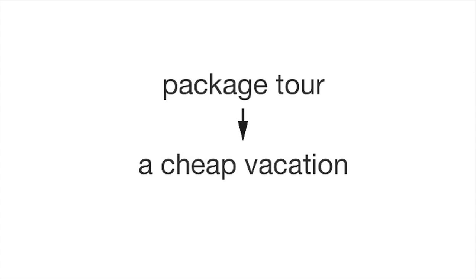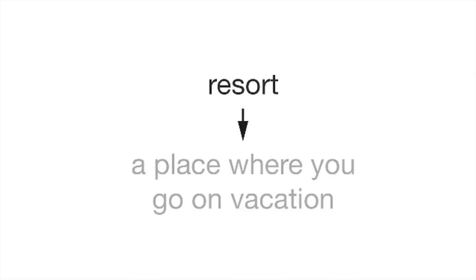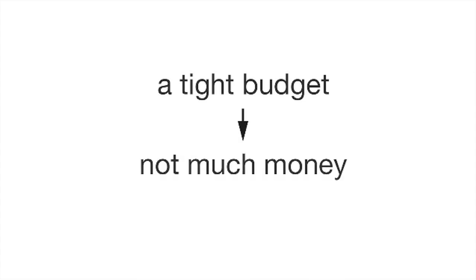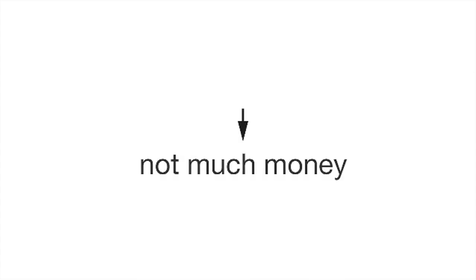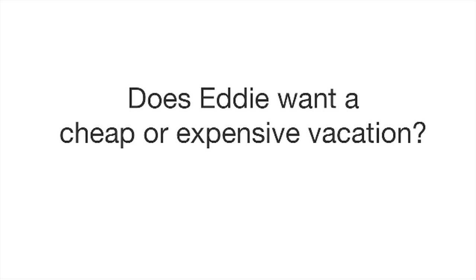Before we watch the movie, we'll look at some new words. Package tour. Resort. These are 2 different kinds of vacations. Package tours are cheap vacations. When you buy a package tour, it often includes your flight and your hotel. A resort is a place where you go for your vacation. A tight budget. This means you don't have much money to spend. Does Eddie want a cheap or expensive vacation? Let's watch the movie.